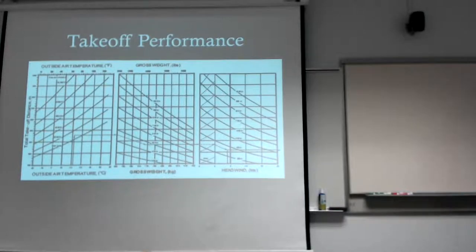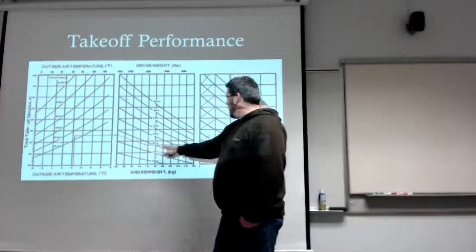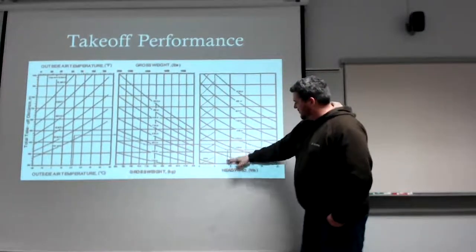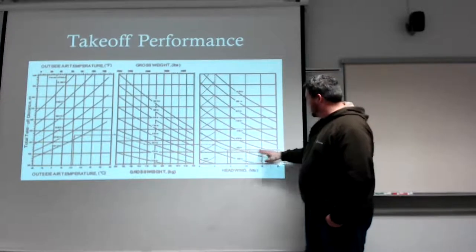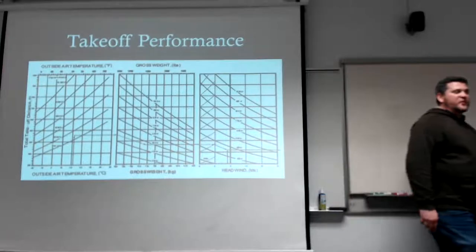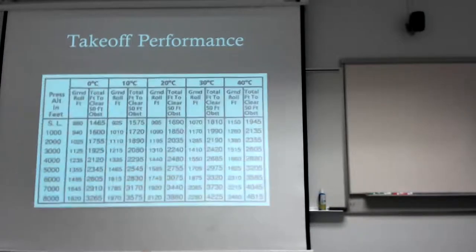All right, but you'll see, you follow their lines down to the weight, over to the wind, down to the component of the headwind, and then you find over here the distance for your takeoff performance. It'll tell you how much runway you need for your takeoff. Cessnas are a lot easier.